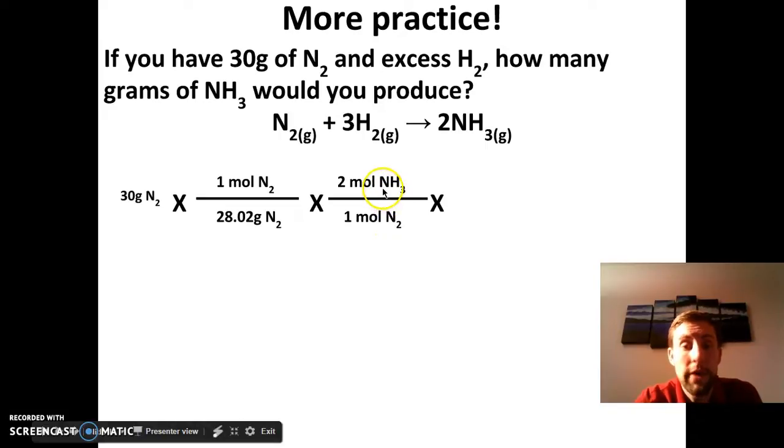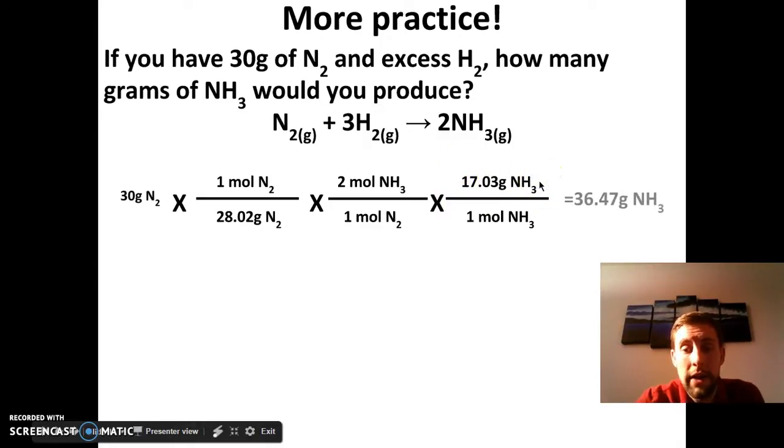Okay, so now we're in moles of NH3, but they want grams of NH3. So we're closer. We have the "of what." We just need to go one more step and cancel moles of NH3 and turn into grams of NH3. Again, we do this by the molar mass, grams per mole. For 1 nitrogen and 3 hydrogens off the periodic table, we get 17.03.